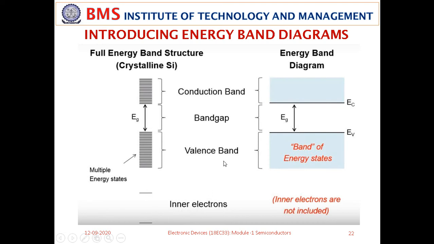Now when it comes to electronics, how do we show this plot? It can be shown by just drawing lines. The bottom line of the conduction band can be shown by drawing one horizontal line, which is called EC. EC means the conduction band energy level. Of course, this is the minimum conduction band energy level.